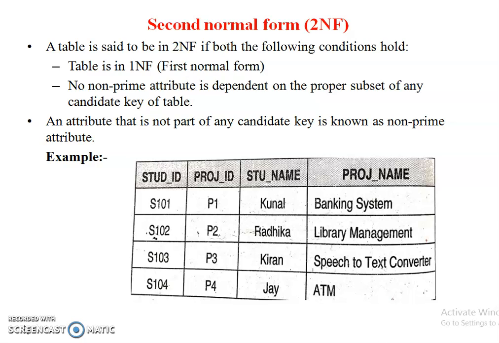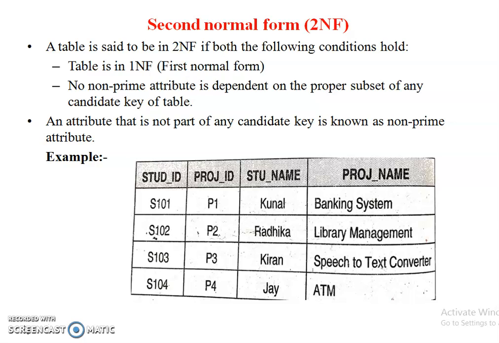As per the rule of second normal form, every non-prime attribute must be dependent upon the prime attribute. It means non-prime is dependent upon prime attribute. As per the second normal form, every non-prime attribute should be fully functionally dependent on the prime key attribute. Now see in this example, the prime key attributes are student ID and project ID.